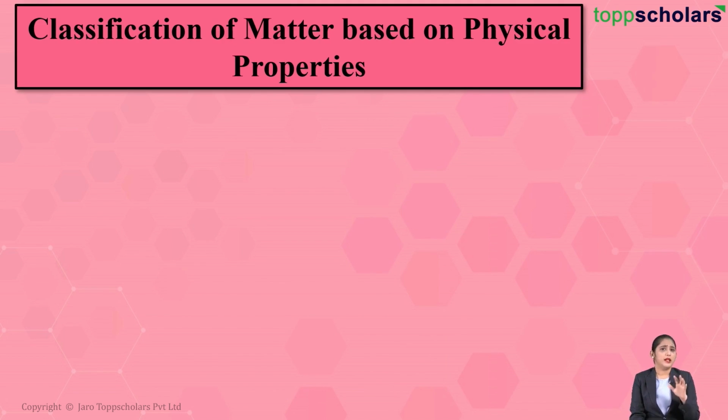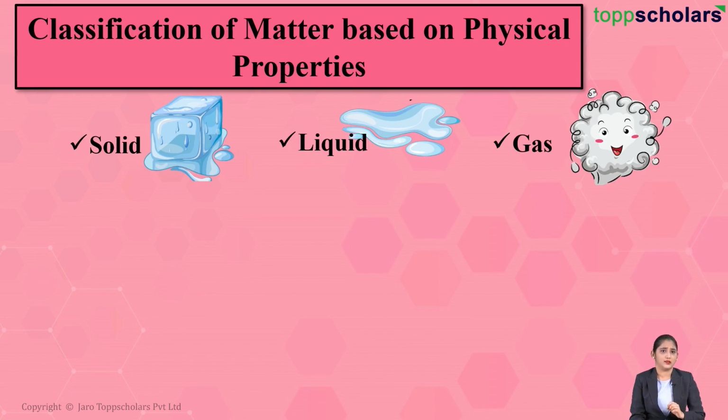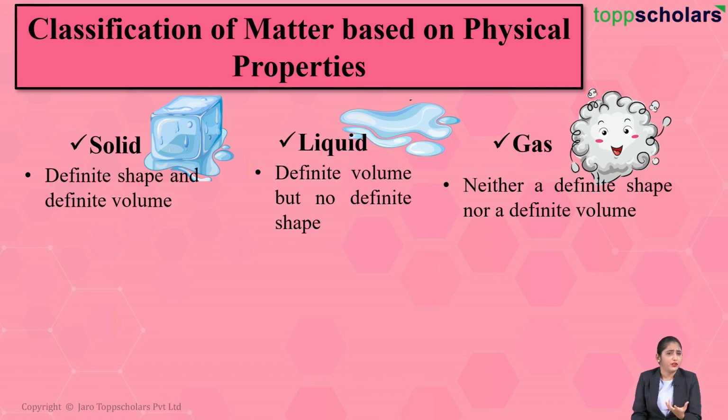Now, as I said, based upon the physical property, we can classify matter into three states, right? That is solid, liquid, and gas. So now let's one by one discuss each of the properties of solids, liquids, and gases. Now, if I talk about solids, friends, solids generally have a definite shape and definite volume, right? Whereas, what about liquids? Liquids do not have a definite shape, right? But they have a definite volume. Liquids take the shape of the container in which they are poured.